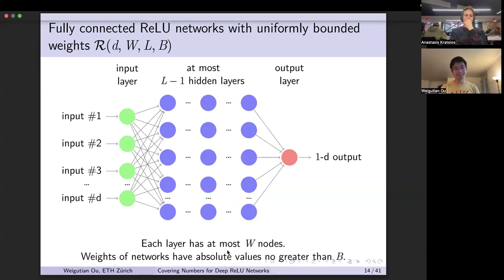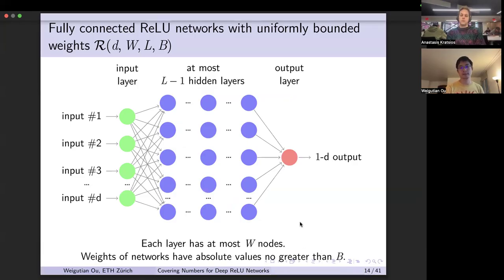Even though we say that there are at most W nodes in each layer, it doesn't harm if we add additional nodes to each layer such that each layer has W nodes. And it doesn't harm for us to add additional layers such that we have exactly L layers. So indeed, here the architecture is fixed, but the definition is just for some convenience in the proof. The additional assumption is that all the weights have to lie between minus B and B.